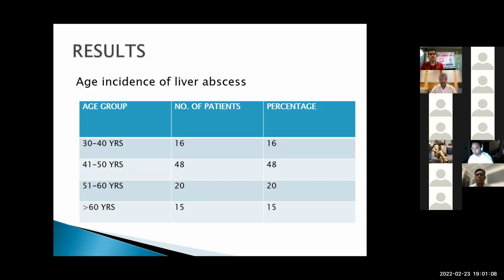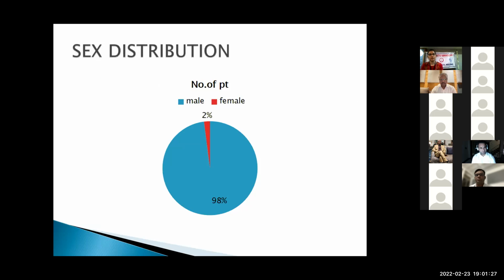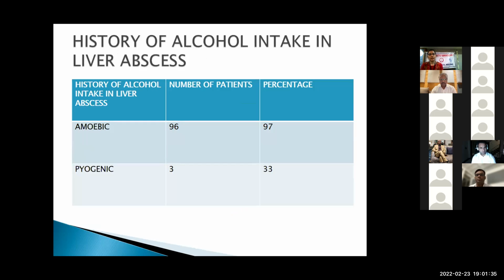Coming to the results, age incidence of liver abscess: in the age group of 30 to 40 years, 16% of patients were affected with liver abscess; 41 to 50 years, 48% of the population; 51 to 60 years, 20% of patients; and more than 60 years, 15% of patients. In sex distribution, 98% were male and 2% female. Coming to history of alcohol intake, 97% of patients with amoebic liver abscess had a history of alcohol intake, whereas 33% of patients with pyogenic liver abscess had a history of alcohol intake.